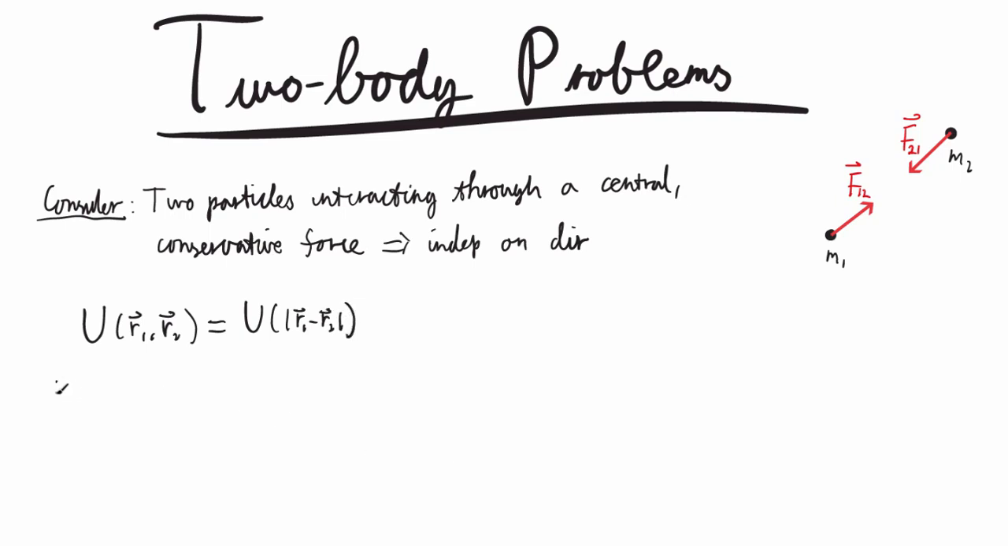If we then define the variable r as the relative position of R1 with respect to R2, that is the vector R1 minus R2, that gives us then that U of R1 and R2 is just equal to U of r, where r is just the magnitude of the vector r. Okay.